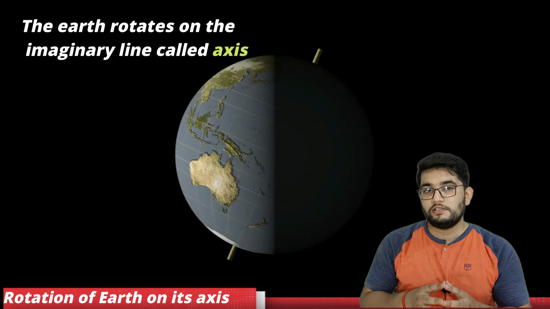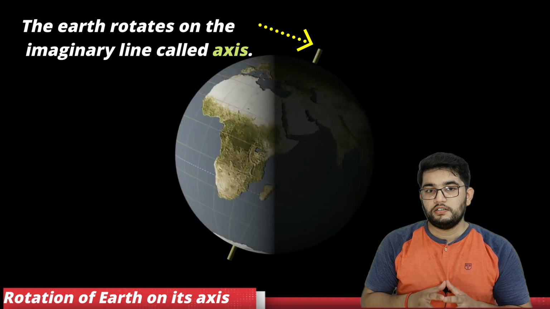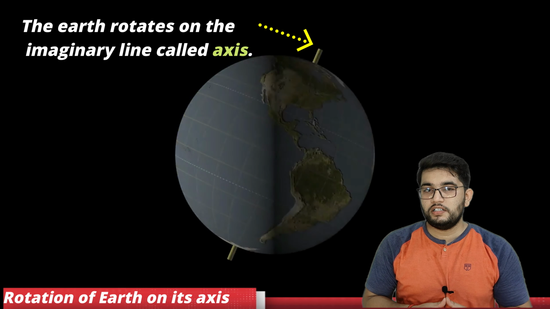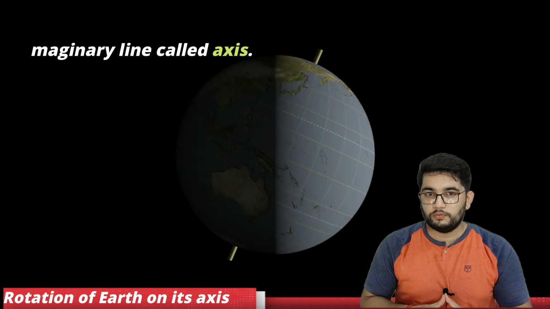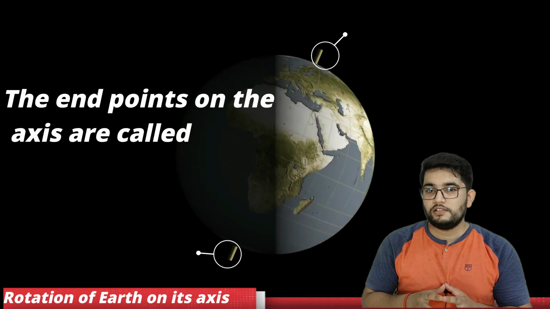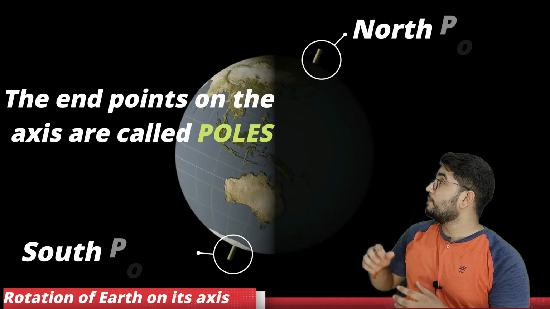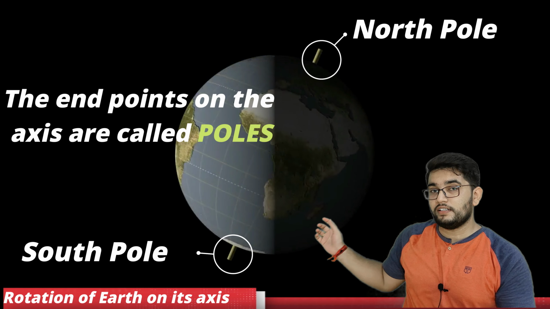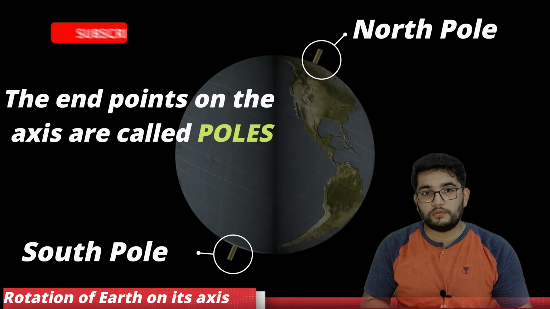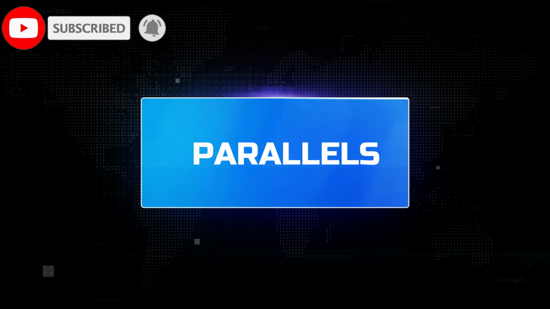As you can see in the picture, the Earth is rotating on its axis. The axis is nothing but the imaginary line drawn across the center of the globe. The axis has two endpoints, which are also called poles. The one at the top is called the North Pole, while the one at the bottom is called the South Pole. Now let's start with the next one, that is parallels.